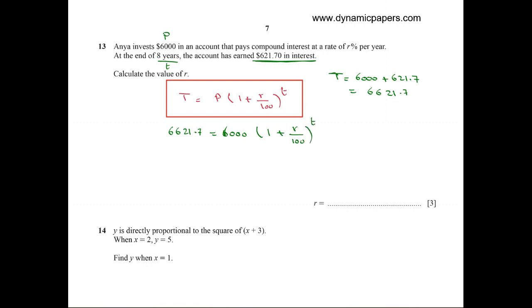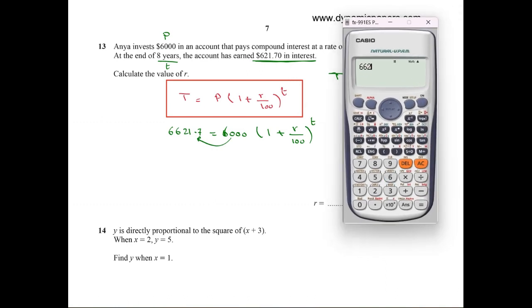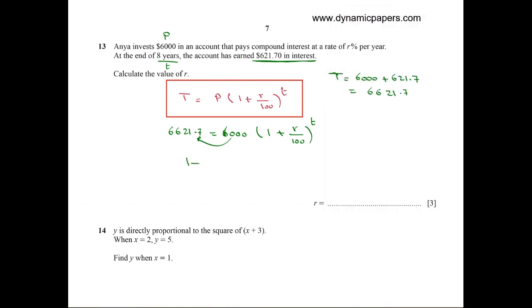We have to find the rate here. We will divide by the 6,000 using the calculator. 6621.7 divided by 6,000 equals 1.10 and so on.